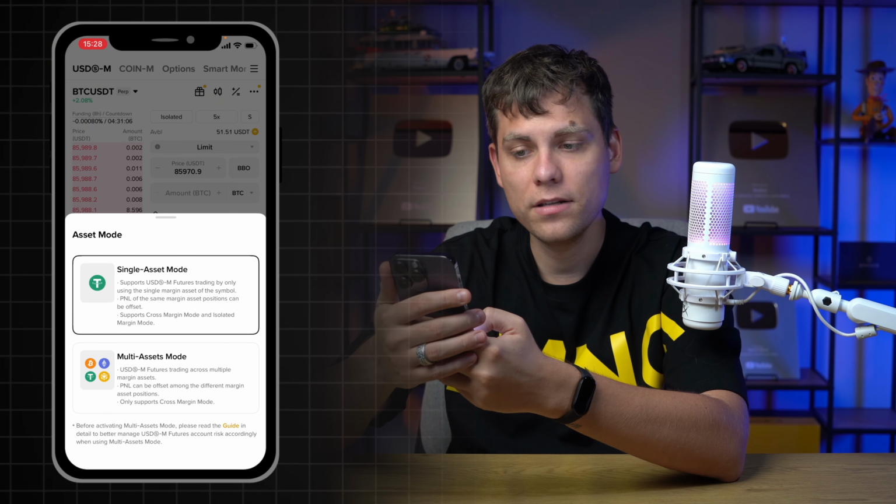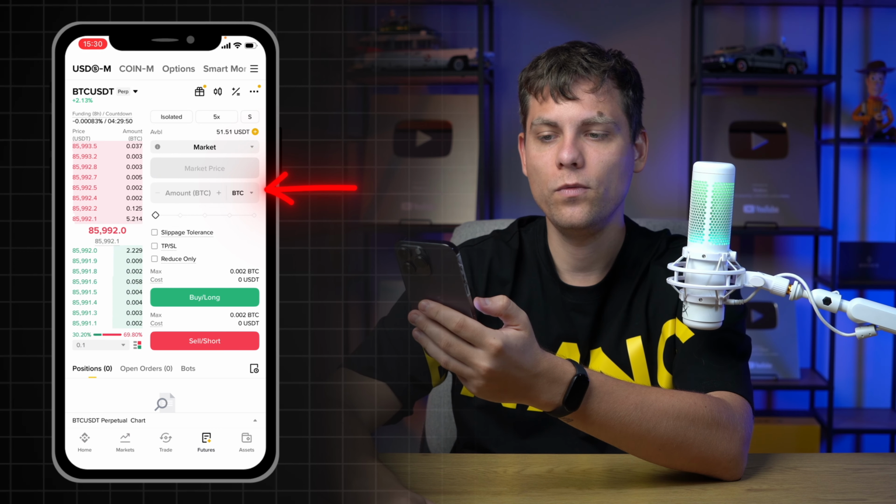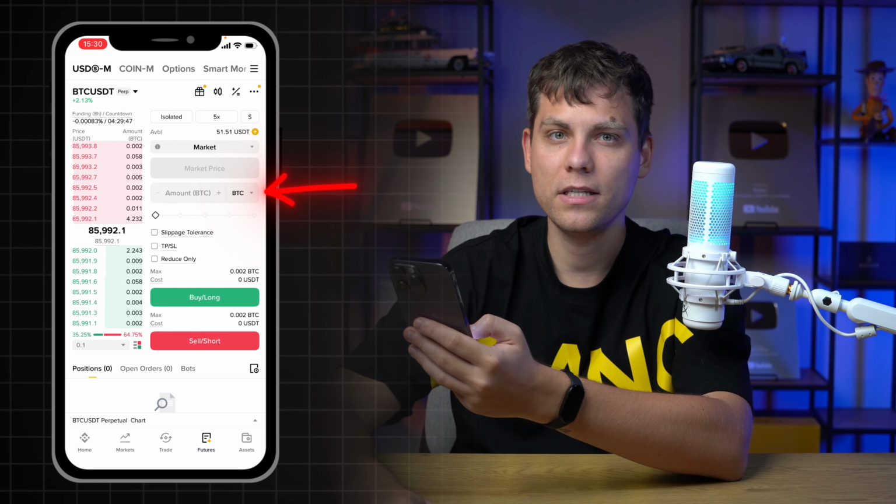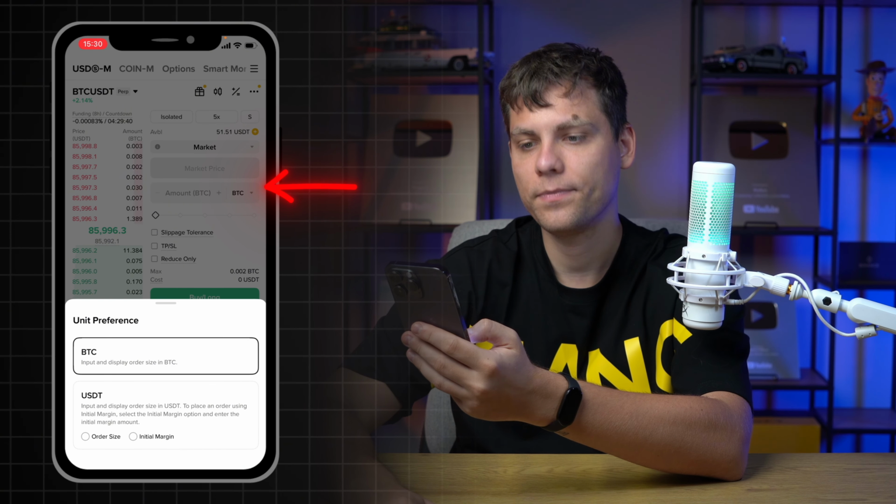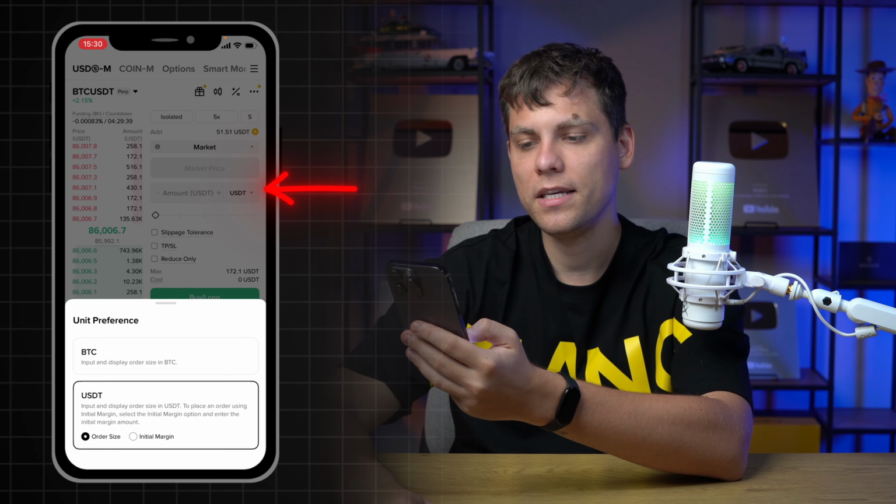As you can see, Binance even explains how it works. So, as you already know, a market order is buying a cryptocurrency or opening a futures trade at the current market price, meaning the price that is right here in the middle of the futures order book. Below this, you enter the amount of Bitcoin you want to buy. I recommend switching BTC to USDT order size, since that makes calculation easier.